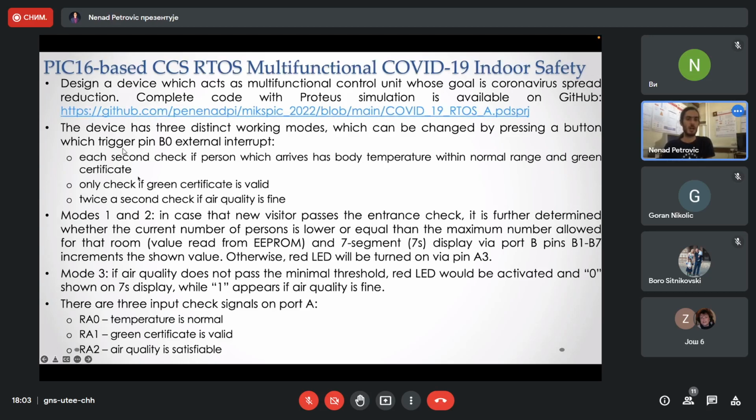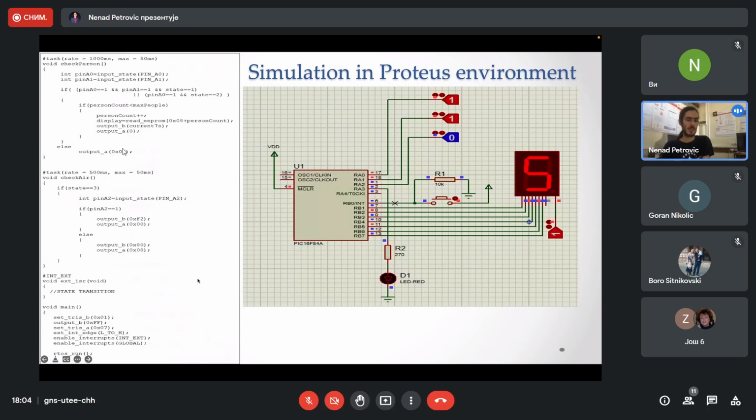In the second mode, only the check of the green certificate is performed, and the third mode, which is done twice a second, checks whether our air quality is fine. In the first mode, it performs the check periodically each second. And these are three pins used as input. RA0 is the temperature pin, RA1 is the green certificate, which is 1 if valid and 0 otherwise, and RA2 is 1 if air quality is satisfiable. All of these concepts are mentioned in some of my previous works on IoT systems, which illustrate realistic use cases.